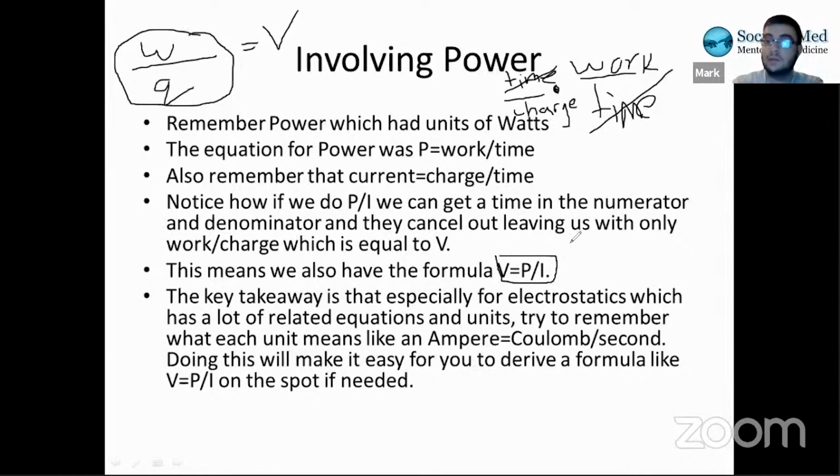So if you know how many watts some electrical device has, and you also know the current, the amount of amps running through it, you could find the voltage. However, you might not remember this formula on the MCAT, or you might not have seen it.